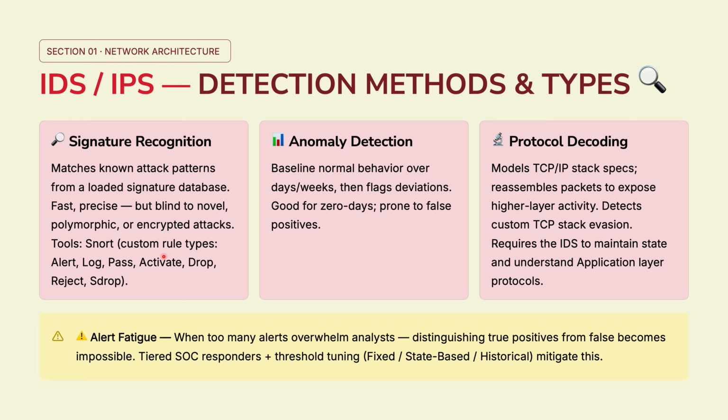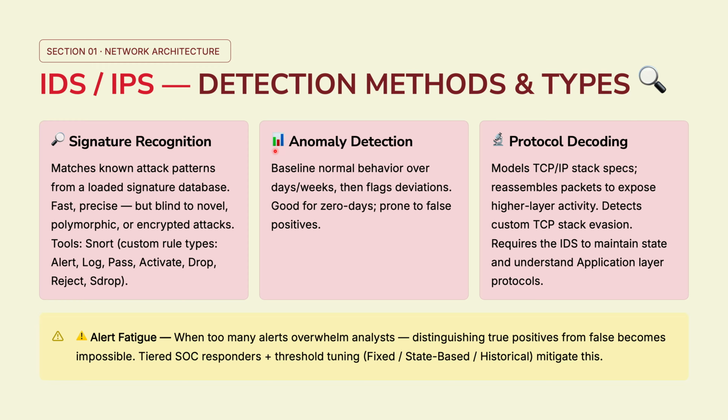Now, for instance, within hours of the 2017 WannaCry ransomware outbreak, Snort signatures for the EternalBlue exploit were widely distributed, enabling signature-based detection across thousands of networks. However, the initial wave of infection occurred precisely because no signature existed for the zero-day at the time of the release. Now, the second one is anomaly-based detection.